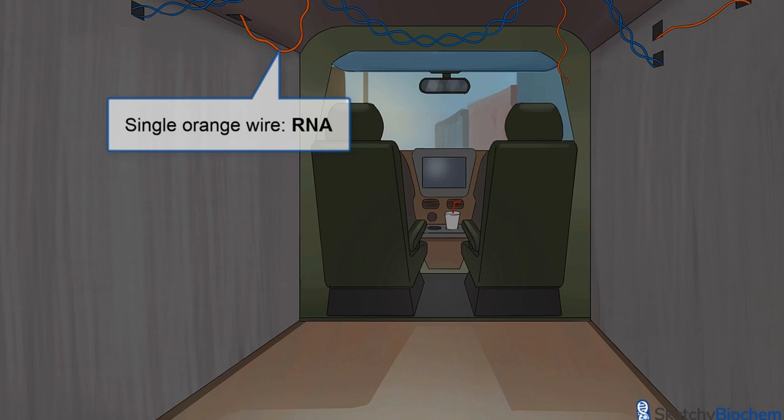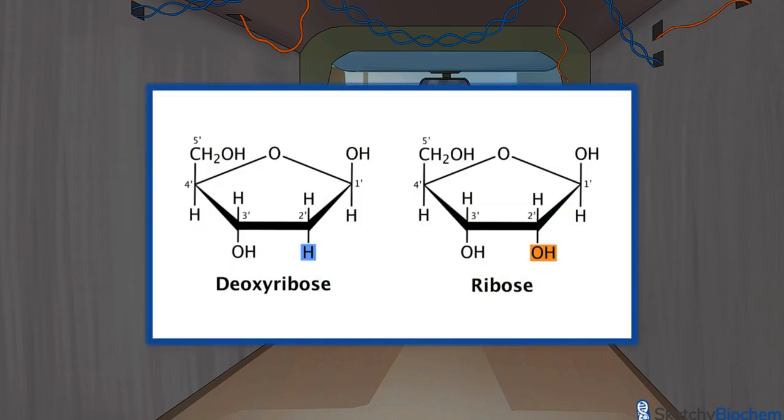RNA is usually in the form of messenger RNA, which is an intermediate between DNA and proteins. RNA also exists as ribosomal RNA, transfer RNA, small nuclear RNA, and non-coding RNA. But we'll talk about that in another sketch. RNA contains a ribose instead of a deoxyribose sugar, which is found in DNA.